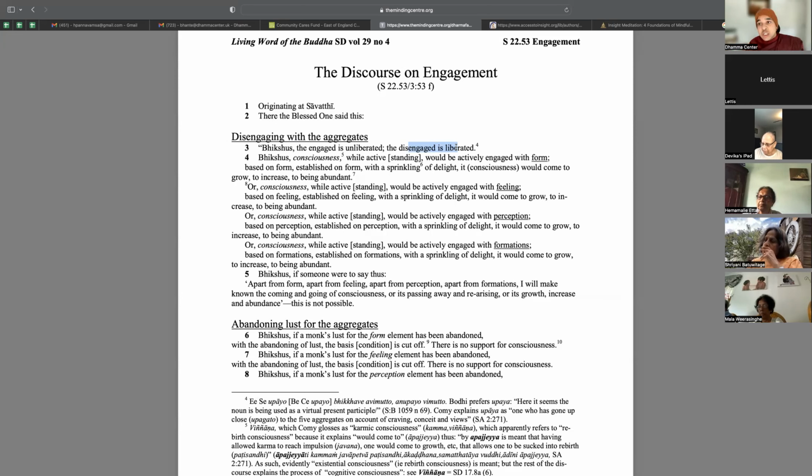The disengaged is liberated. The practitioner who is not engaged with the Vedana through the scope of me, myself, and I is liberated. The mind approaching or experiencing that Vedana now has a sense of liberation. Why? Because of the lack of limitation or delimitation.